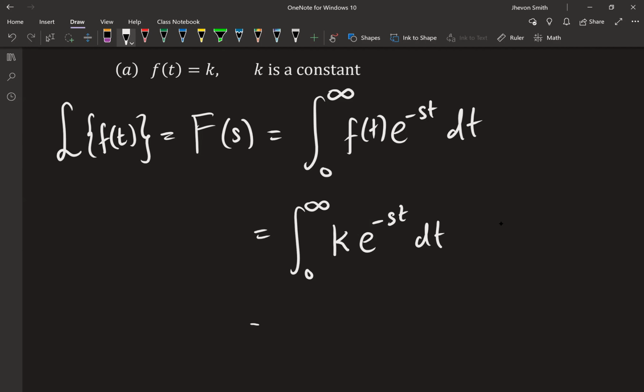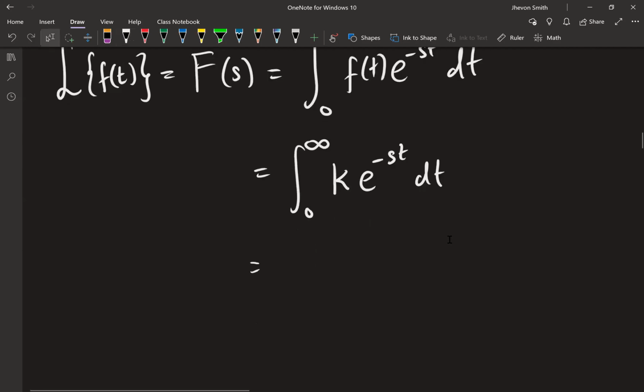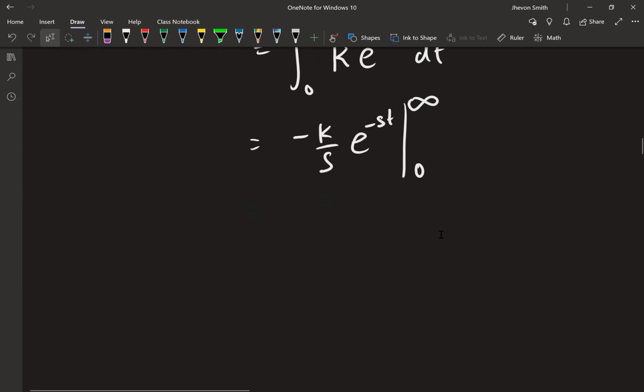Now k is a constant and this is an integral, so you can actually ignore the constant. s is a constant as far as the integral is concerned because the integral is with respect to t. So the integral of e to a constant times t would be 1 over the constant times e to the constant times t. So this just becomes minus k over s e to the minus st between 0 and infinity. And yes, technically you'd have to take the limit as n approaches infinity and integrate from 0 to n, but whatever, we're big kids now, we can skip that.